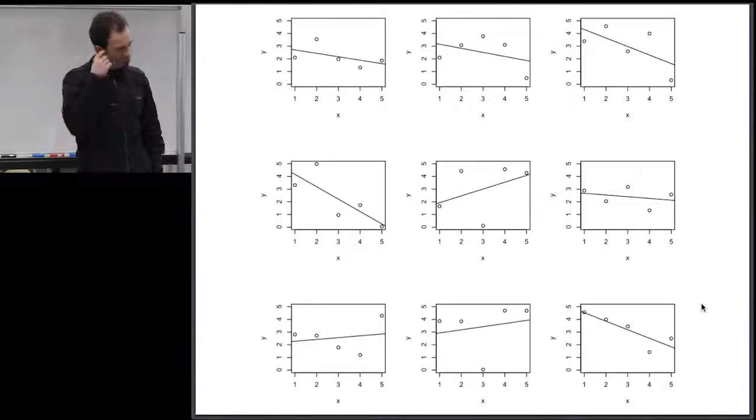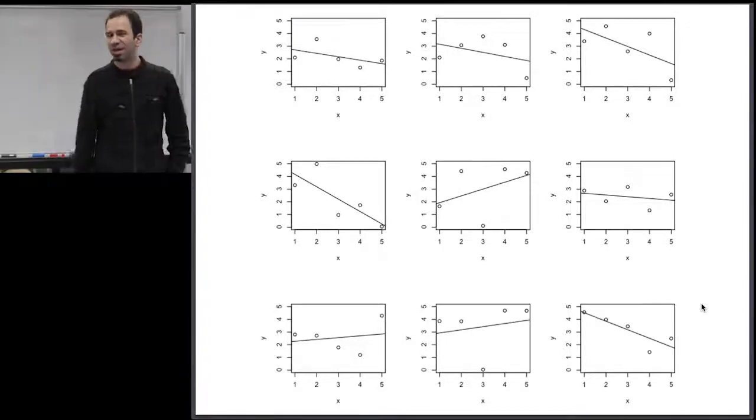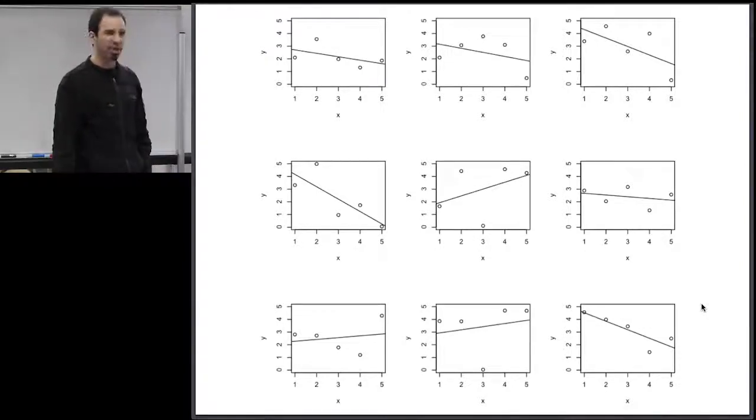Now you're all like, this is a trick question. Well, but this is why we're doing this, right? I want to calibrate your intuitions about randomness, because most people's intuitions are actually way off.